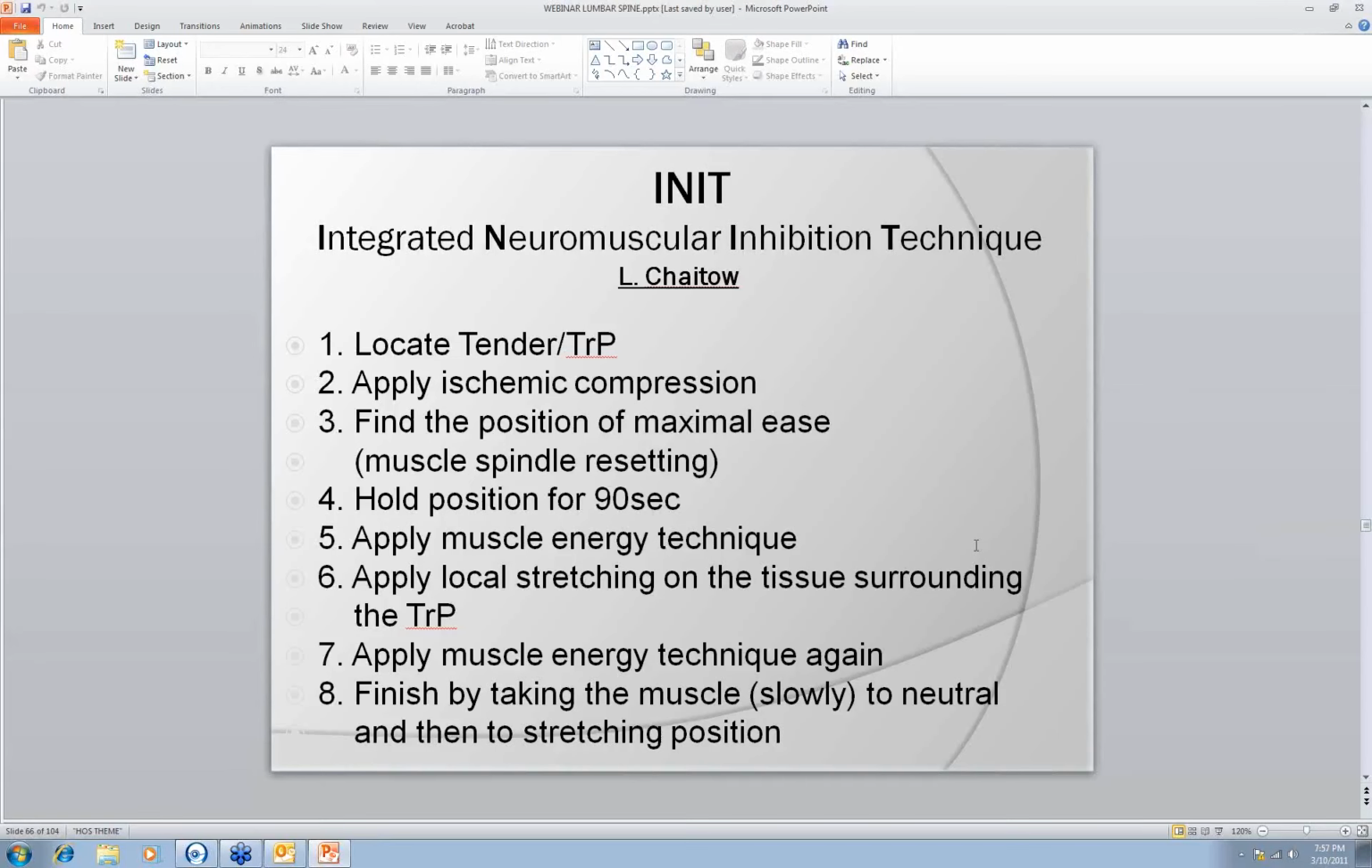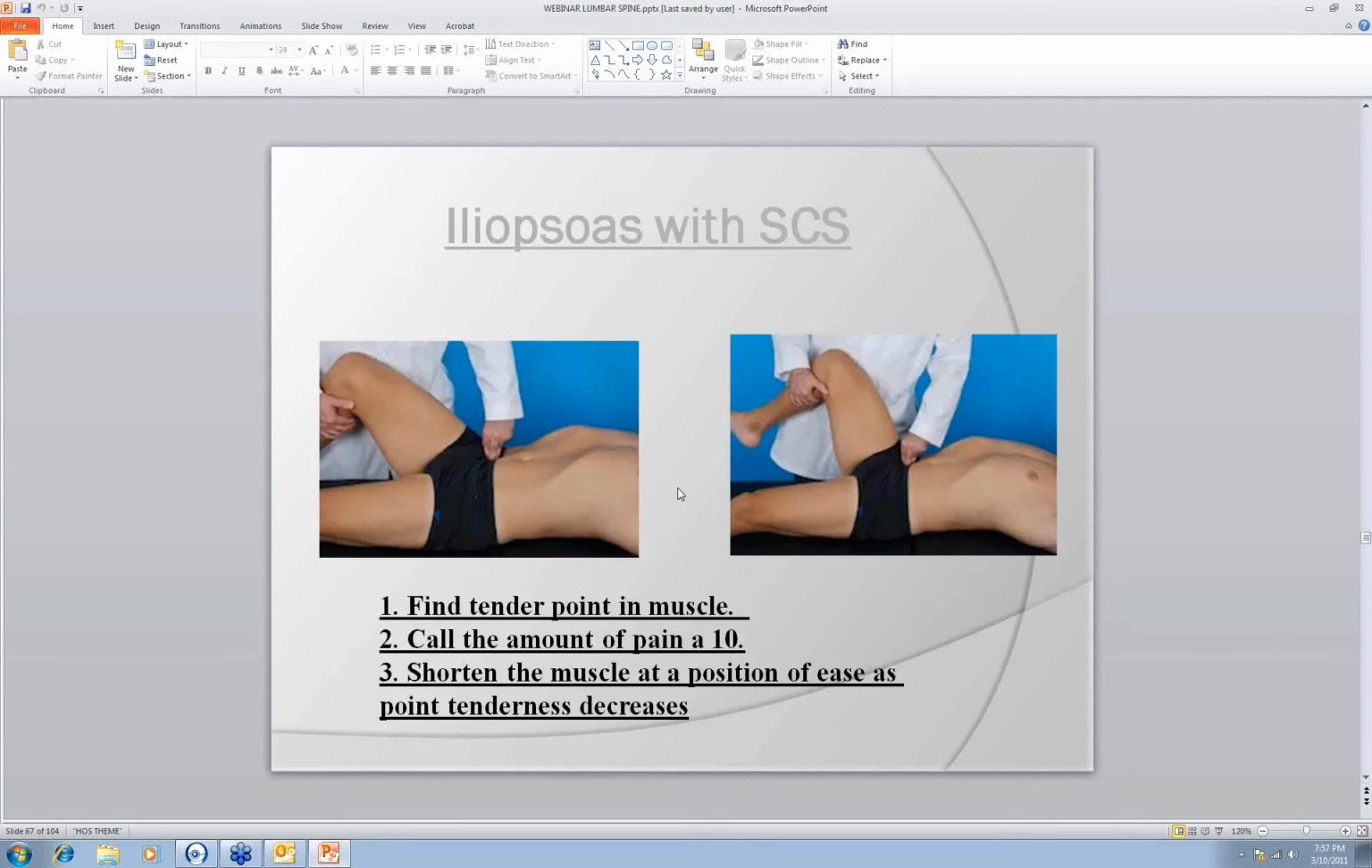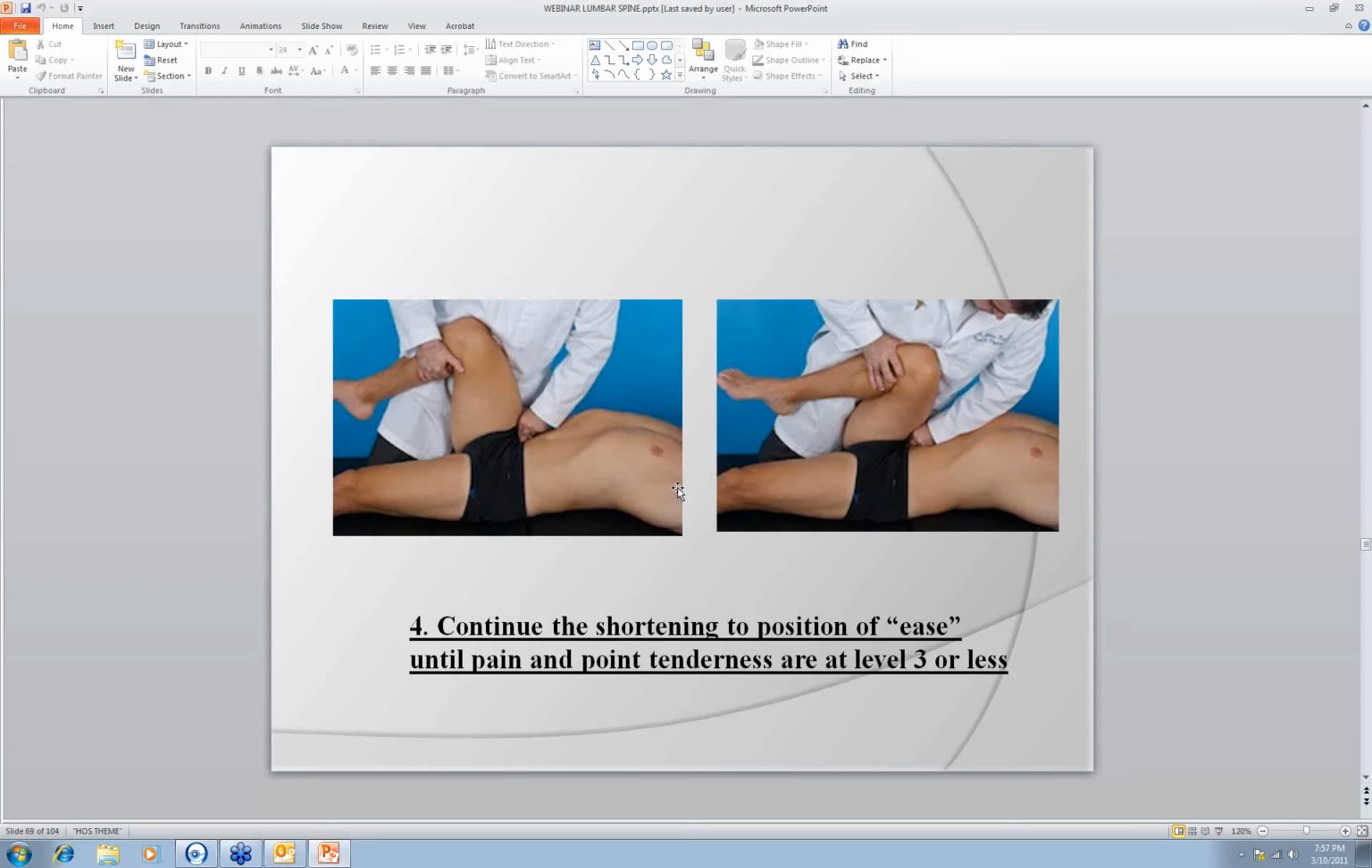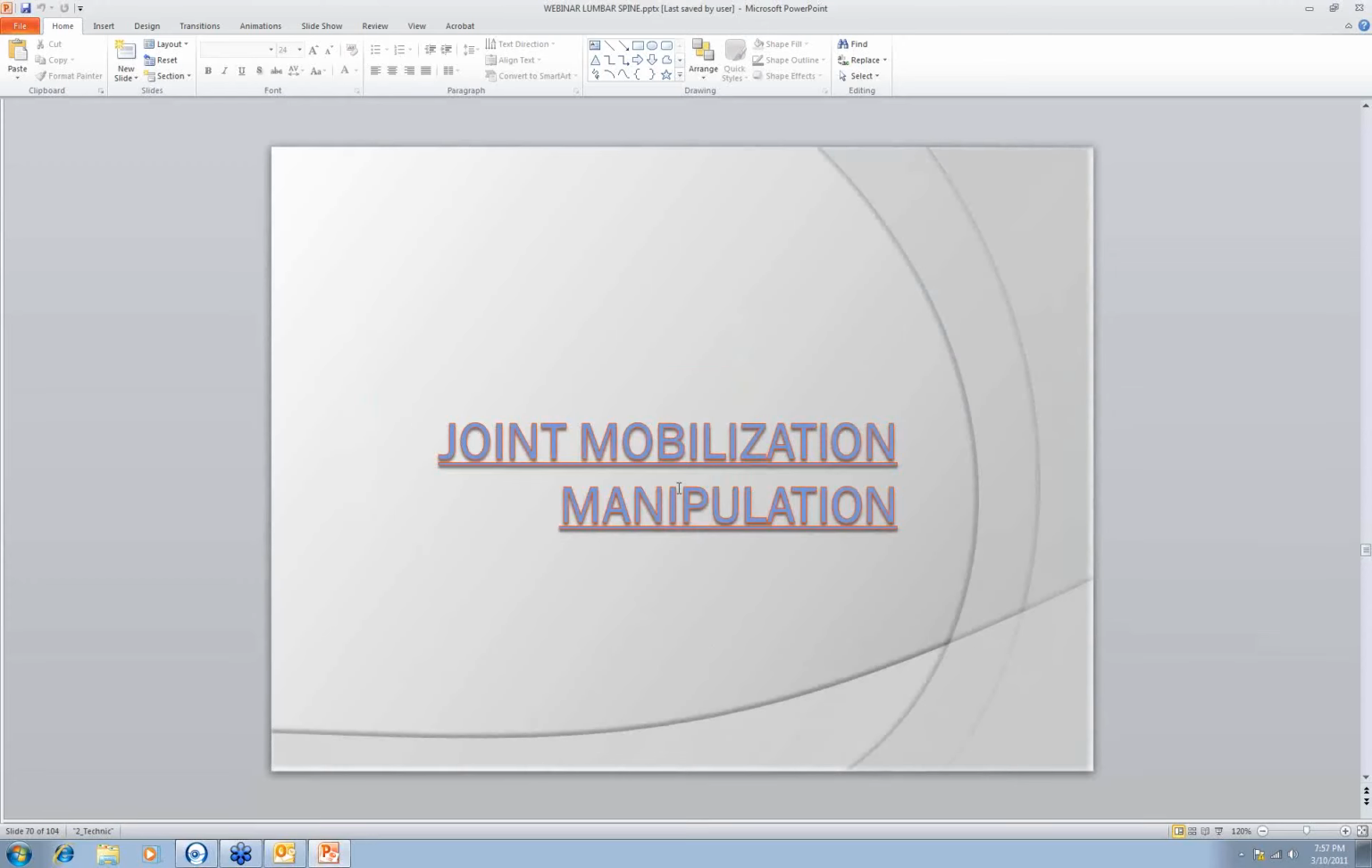So what is interesting about Chatto, as you can see here, is that he combines the Jones principle with the muscle energy principle and the trigger point principle. So it's a combination of techniques, and we really like this, and we do teach it in our seminars. Actually, we recently started teaching this new concept, the Leon-Chatto concept.